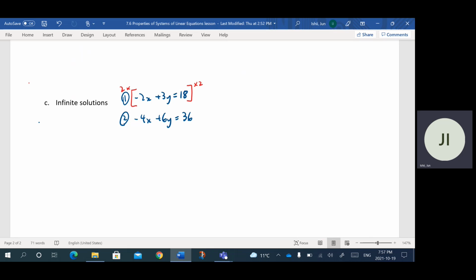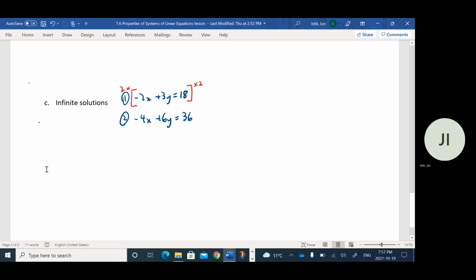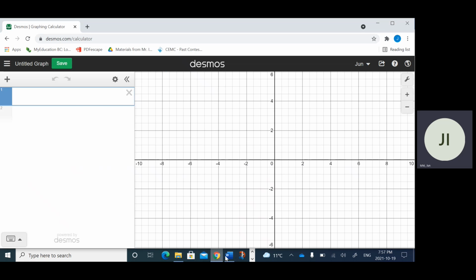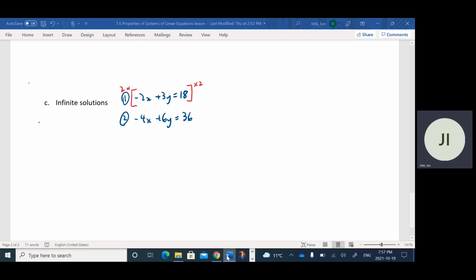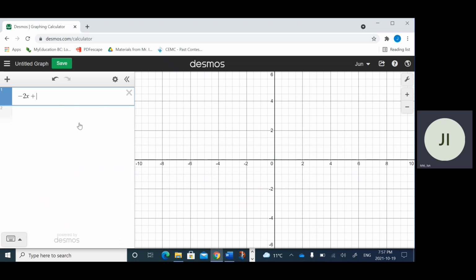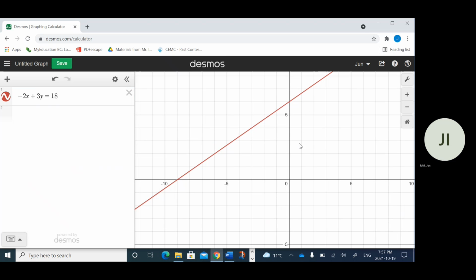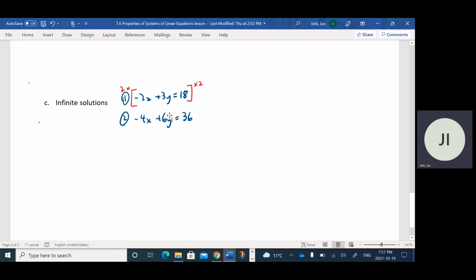And just to show that that is true, I'll use our good old friend Desmos to visually show you. So the first line that we were dealing with here is negative 2x plus 3y equals 18. It's kind of off the grid there, but that's the line given in the example. And then if I graph the second line, where I multiply through by 2, it should be the same as this line. So in other words, it's going to overlap this one. That's negative 4x plus 6y equals 36.